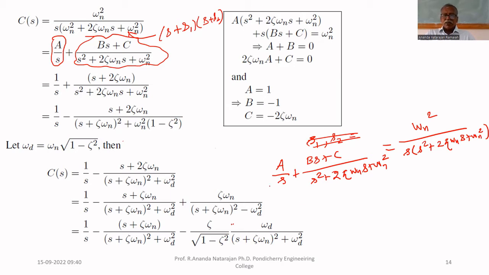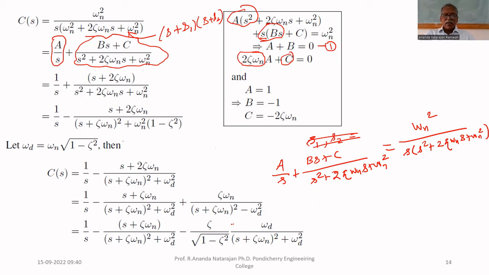After cross multiplication, S gets cancelled: A multiplied by S square plus 2 zeta omega n S plus omega n square, plus S multiplied by Bs plus C, equals omega n square. Compare the coefficient of S square: A plus B equals 0. You got one equation. Compare the coefficient of S: here it is 2 zeta omega n A, and here it is C. That's why 2 zeta omega n A plus C equals 0. We got two equations. Now we have to find A. A can be easily found.